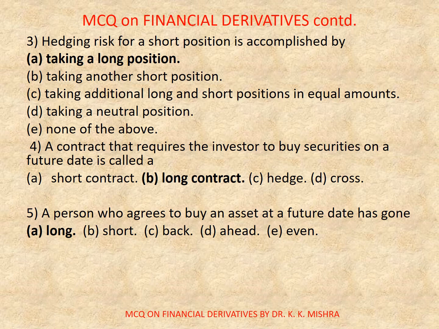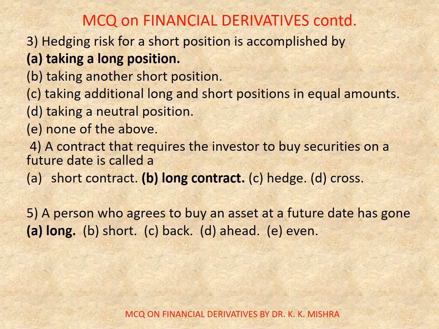A contract that requires the investor to buy securities on a future date is called a, options are A. Short contract, B. Long contract, C. Hedge, D. Cross. Correct option is B. Long contract. Question number 5.